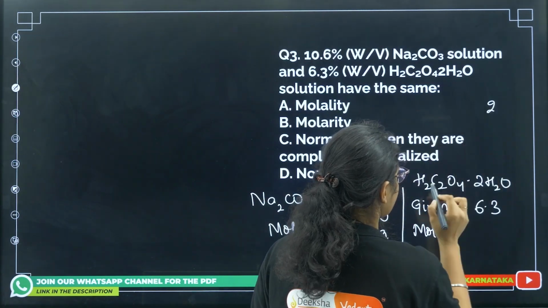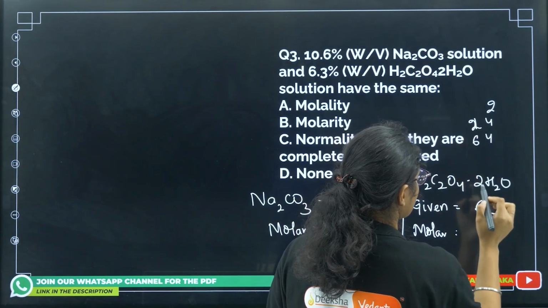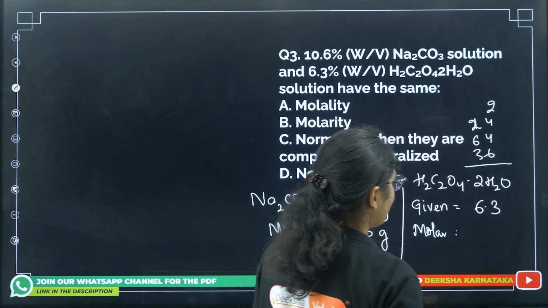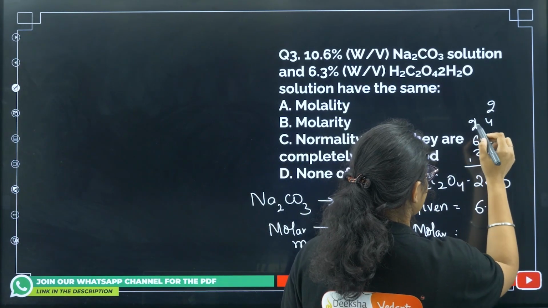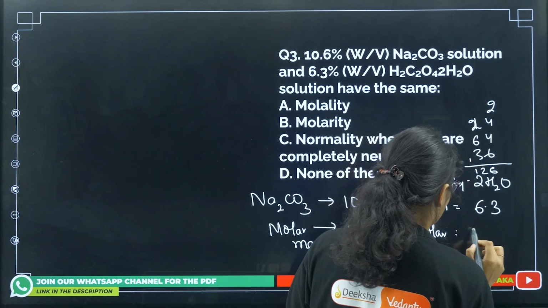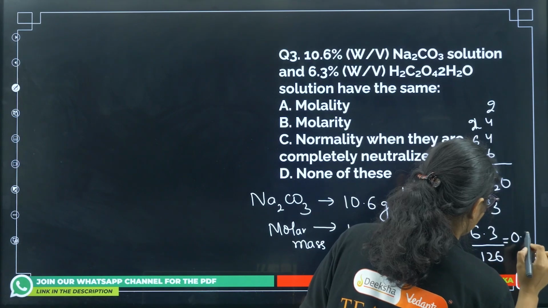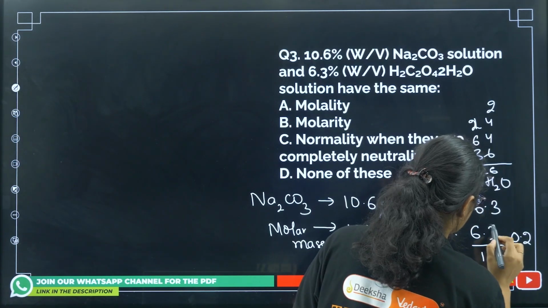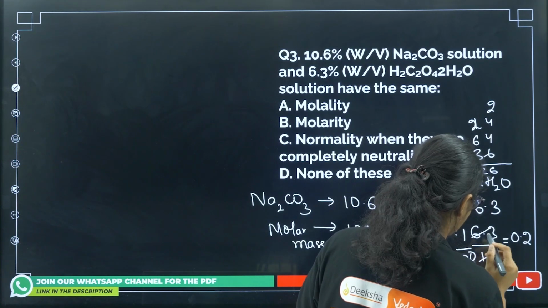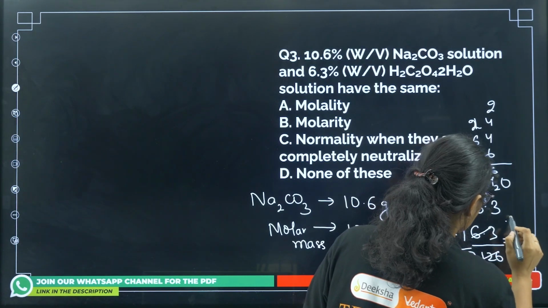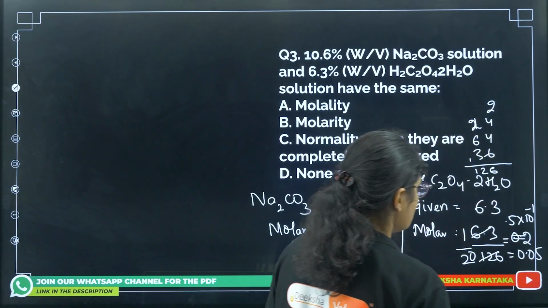So 2 for hydrogen, carbon is 24, 16 4s are 64, then 36, right? So I will add this, and I will get 126. So 6.3 by 126, so that is 0.05, right, 0.05.